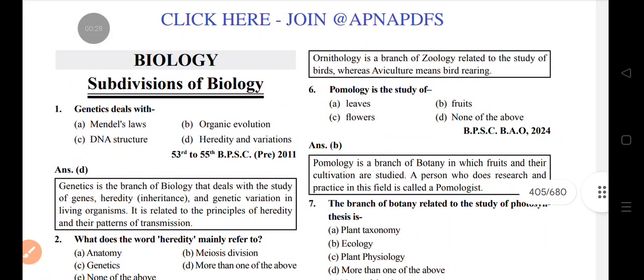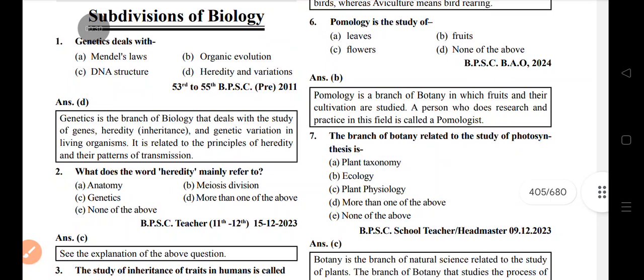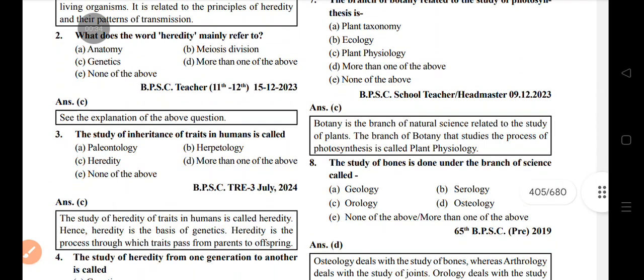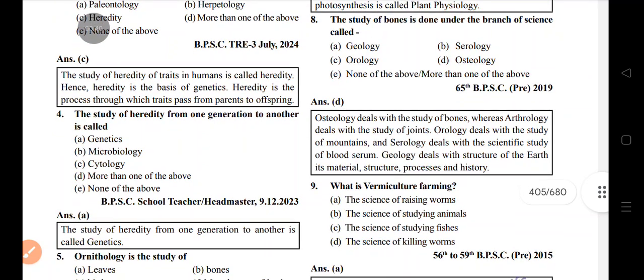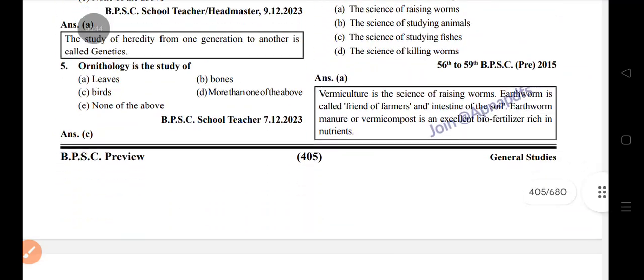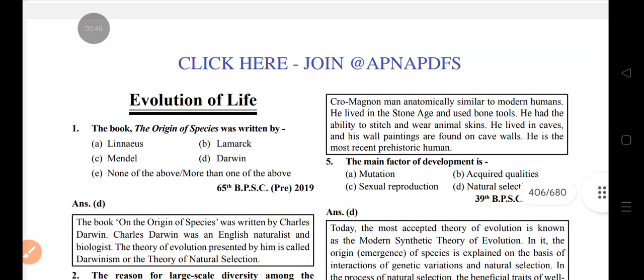Pomology is the study of fruit. The branch of botany related to the study of photosynthesis is plant physiology. The study of bones is done under osteology. What is vermiculture farming? A science of raising worms. Evolution of life: The Origin of Species.